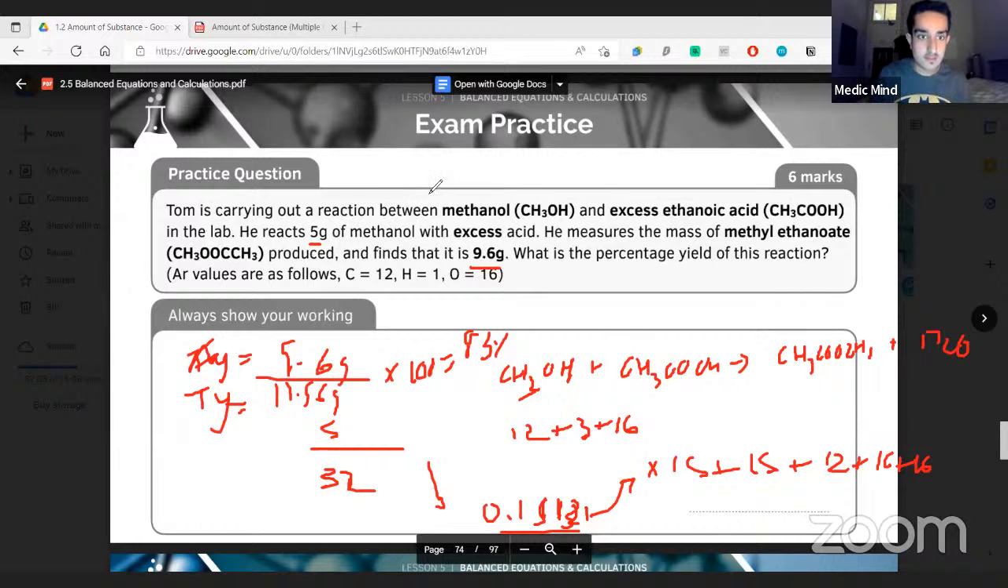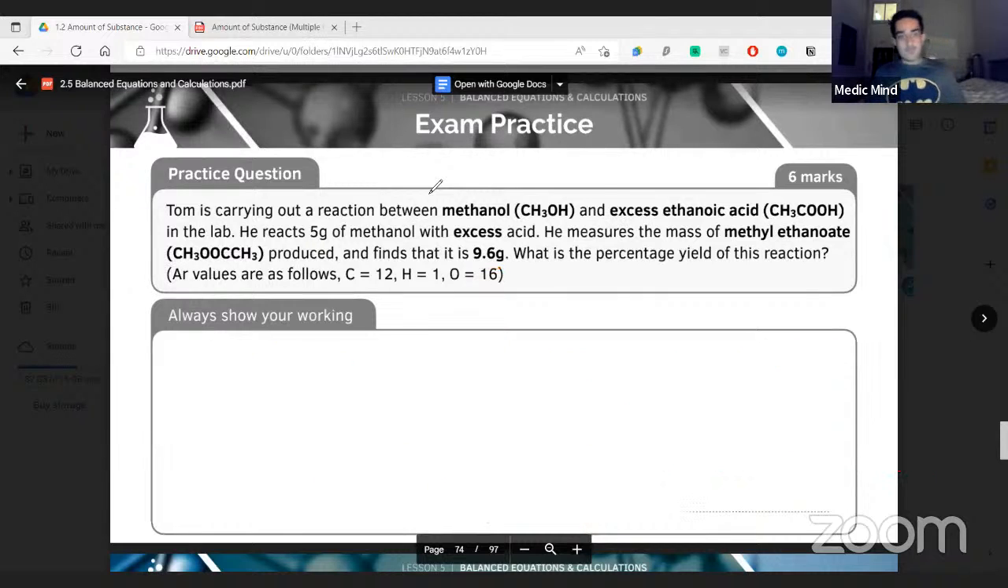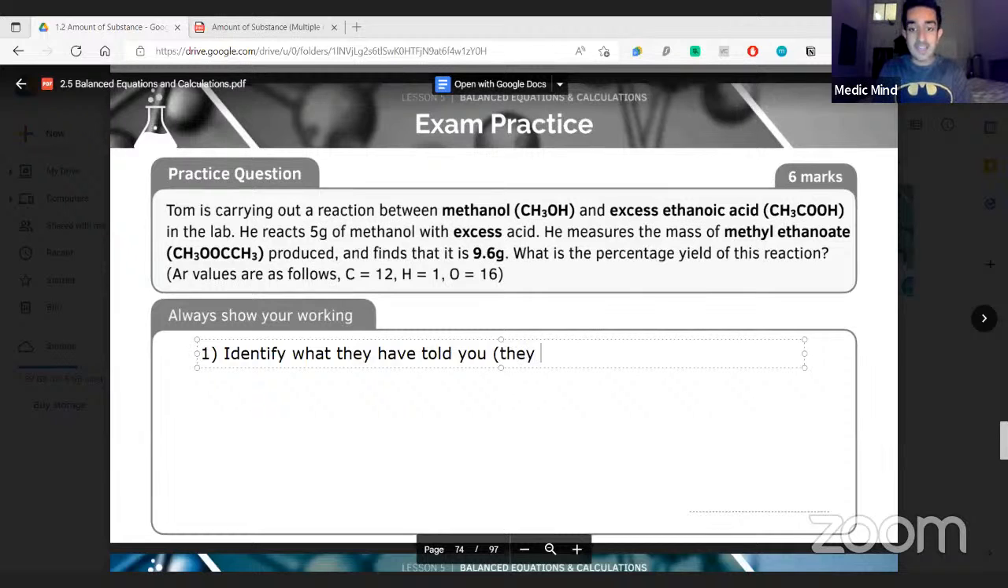Does that kind of make sense? Yeah, fine. Rather than repeating how to do this question, I'm going to give you a process for doing this. So 1, identify what they've given you, what they have told you. They will either give you an actual yield or a theoretical yield.